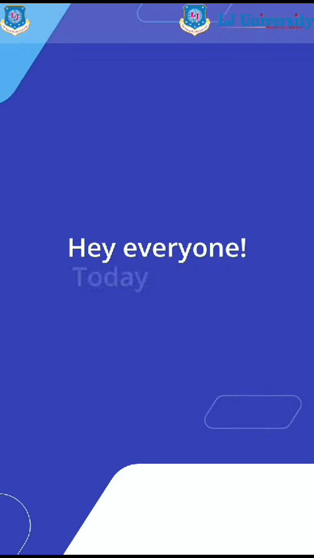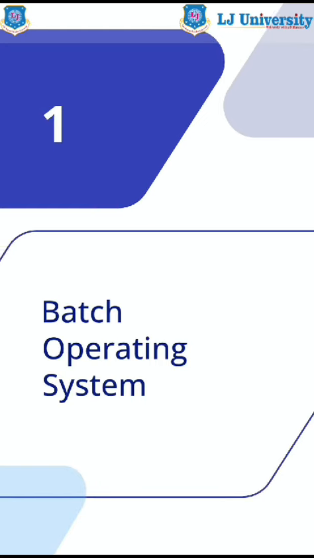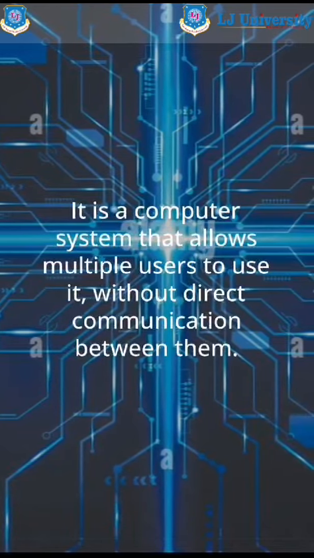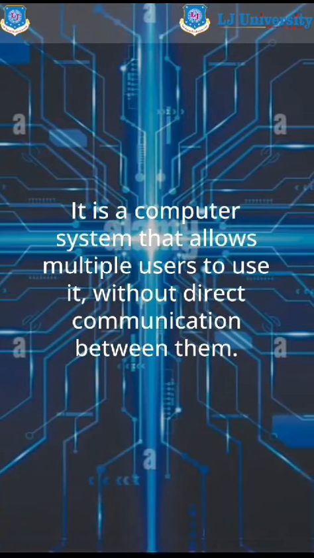Hey everyone! Today we discuss types of operating system. First type is batch operating system. It is a computer system that allows multiple users to use it without direct communication between them.